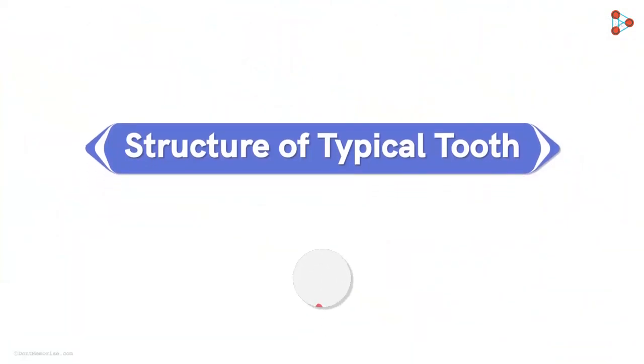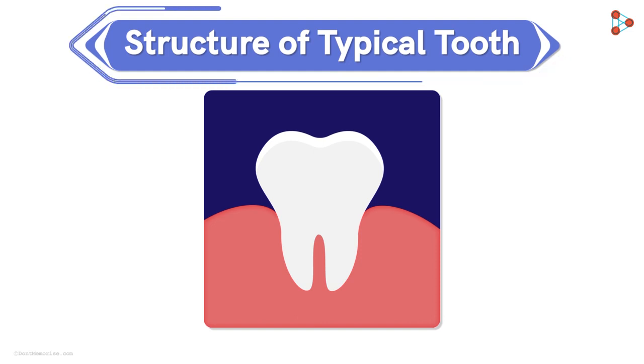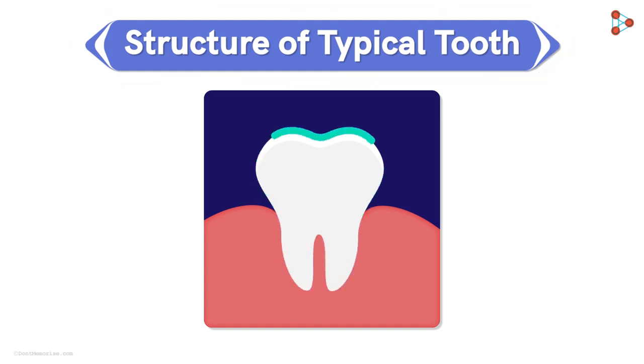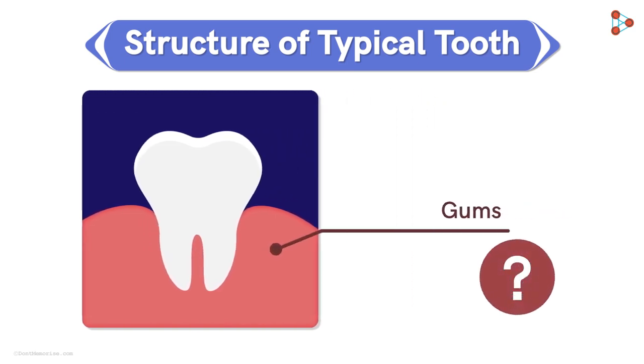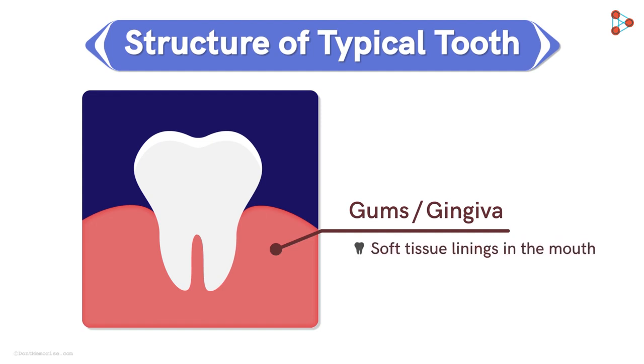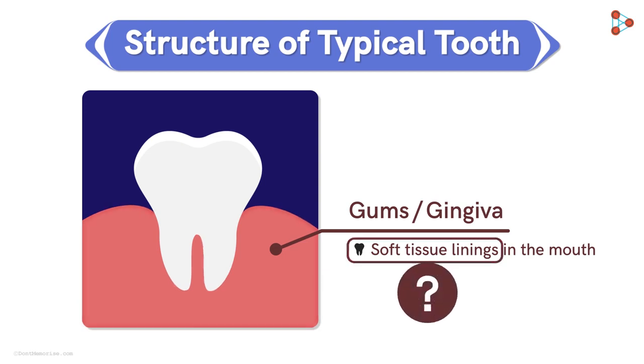To understand teeth, let's begin with knowing the structure of a typical tooth first. A tooth consists of two main regions, one which is above the gum surface and the other is present below it. What are the gums, by the way? Gums, also called the gingiva, are the soft tissue linings in the mouth. But the gums appear to be so hard. So how can they be called soft tissue linings?